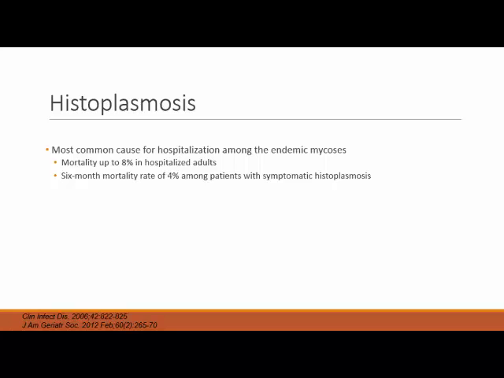So histoplasmosis is the most common cause for hospitalization among the endemic mycoses. It has a mortality rate that's reported to be up to 8% in hospitalized adults, according to an article out of the Journal of Infectious Diseases. They also report a six-month mortality rate of 4% in patients who have symptomatic histoplasmosis who do not require hospitalization.